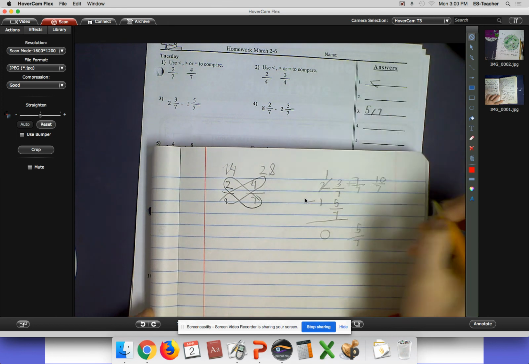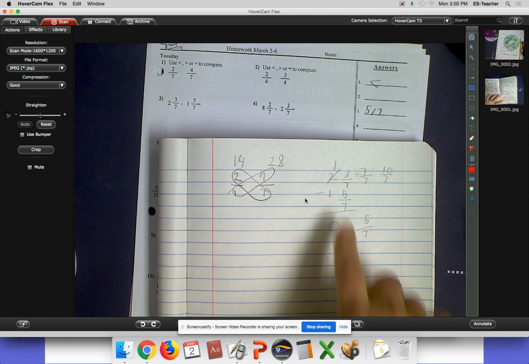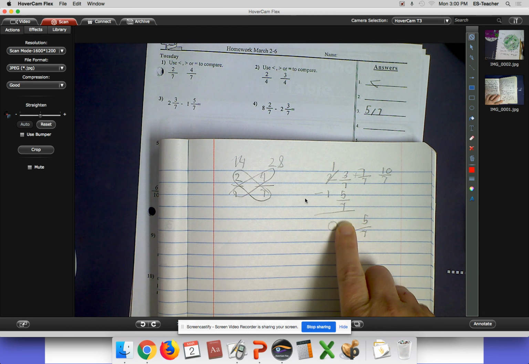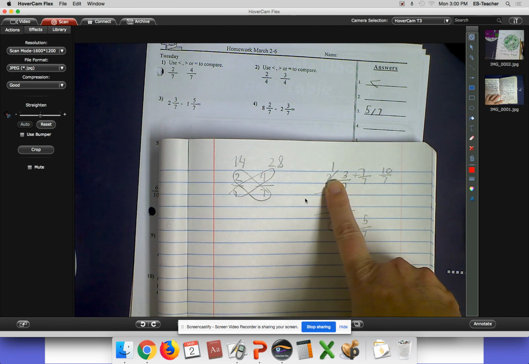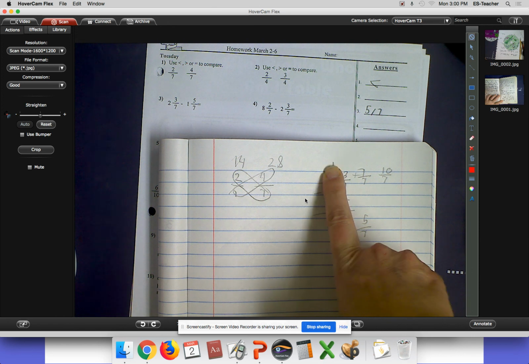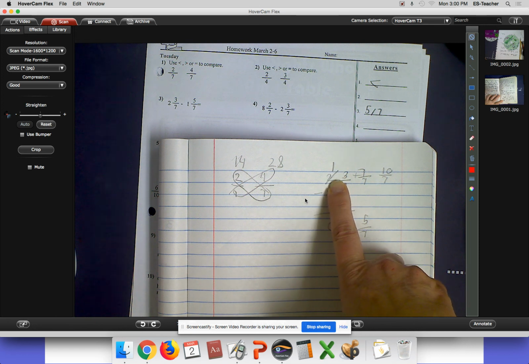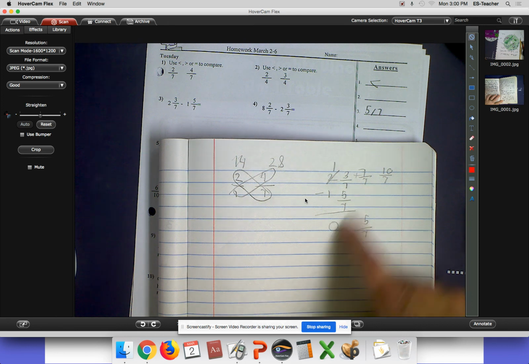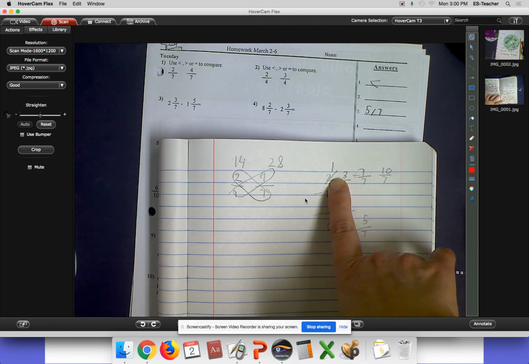All right, let me go back and look at it, okay? So you said that you have 2 and 3 sevenths, and then minus 1 and 5 sevenths. Okay, and the reason you changed this 2 to a 1, why did you do that? Because you can't do 3 sevenths subtract 5 sevenths. That's right, you have to borrow. So you borrowed, or you renamed it.